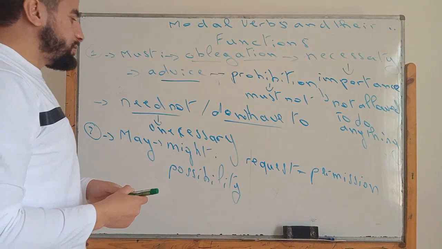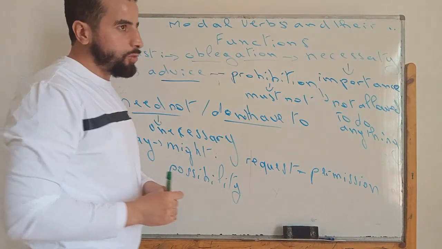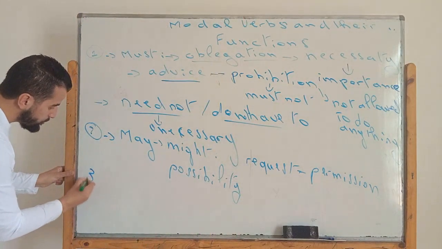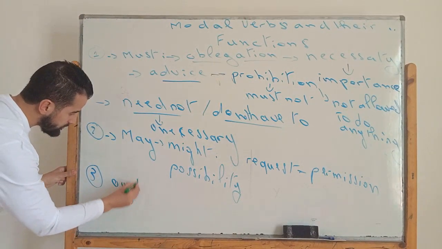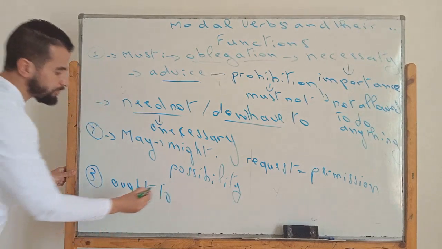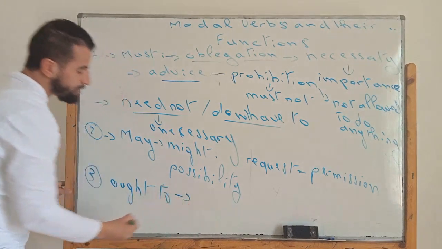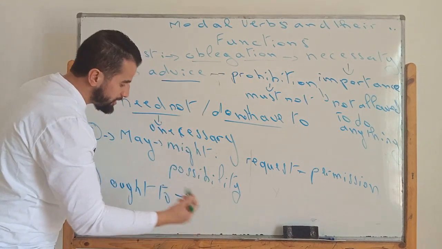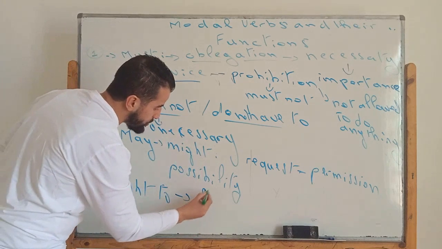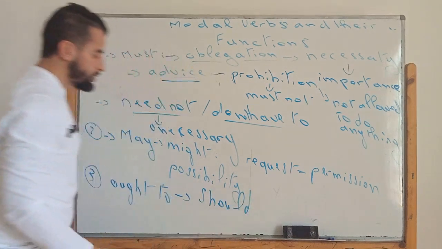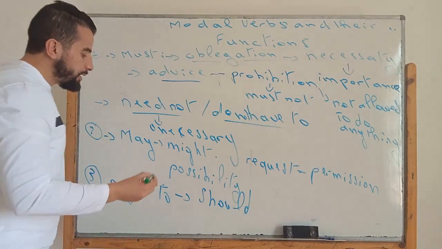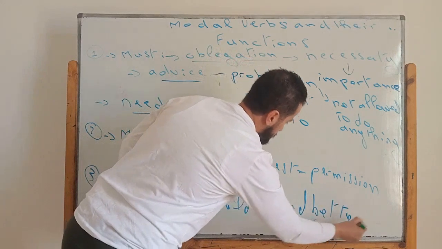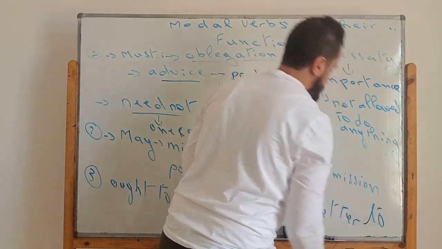We have many modal verbs. I could address another one, which is the semi-modal. I could say ought to. Right? Ought to is the usual modal that expresses advice. So instead of ought to, you could also use should. You could also use should or had better, etc.